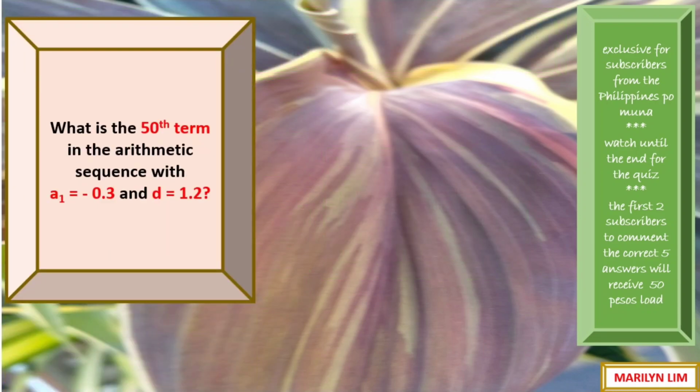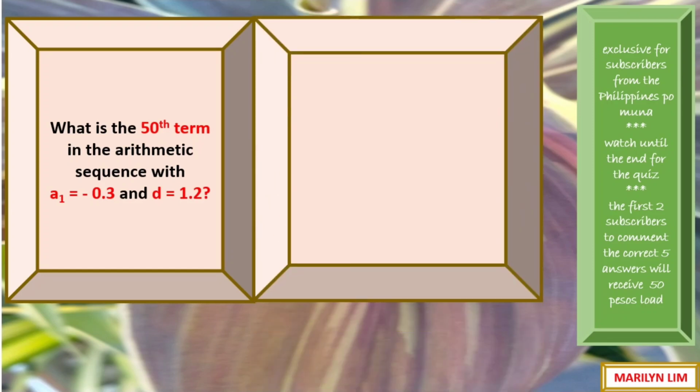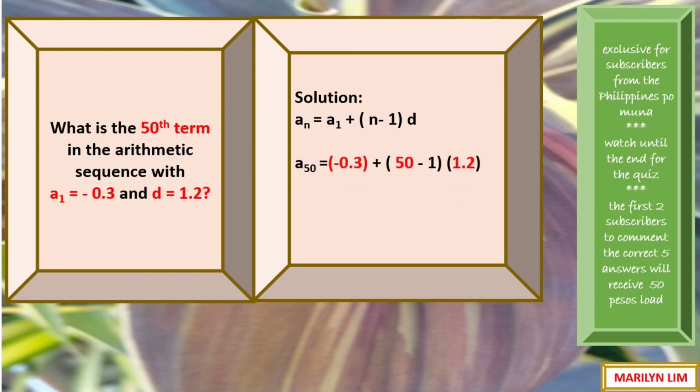What is the 50th term in the arithmetic sequence? We're given our a sub 1 and the common difference. So how do we do that? Do we write the solution, or first we write the formula? What formula will be used to find the 50th term, and then substitute? Why 50? I have discussed this already with you, and it's our nth term. So we are looking for the 50th.